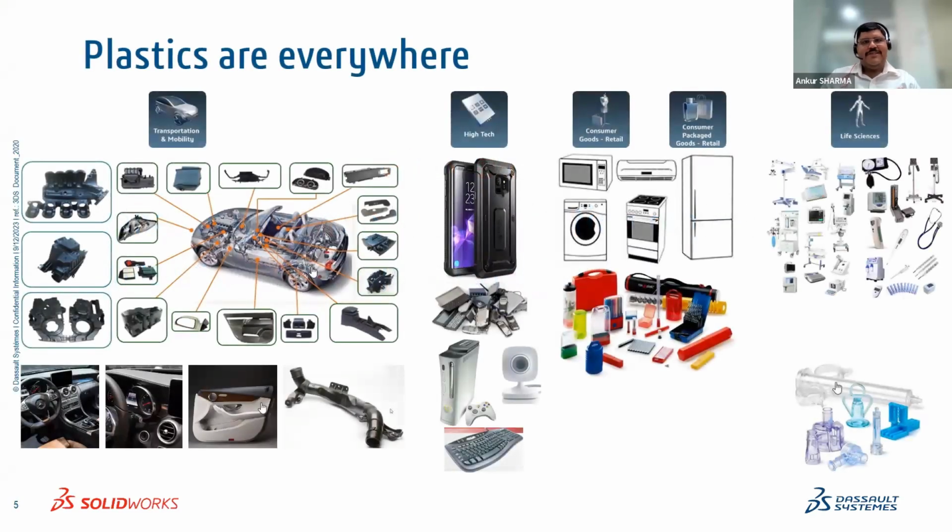So why are we having this session today is because plastics are everywhere. In industries like transportation and mobility, almost 50% of the parts are made of plastics nowadays. Any component which you touch and feel, or has a strength or a thermal maintenance requirement, is also being made in plastics in times to come. When we look at high-tech industry, it's plastics everywhere. If we look at consumer goods like washing machines, air conditioners, mixer grinders, all are made of plastics.